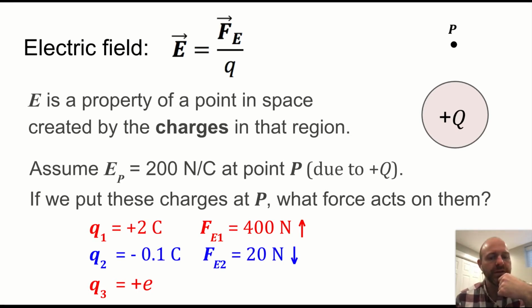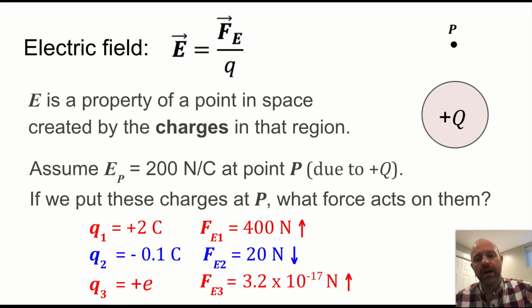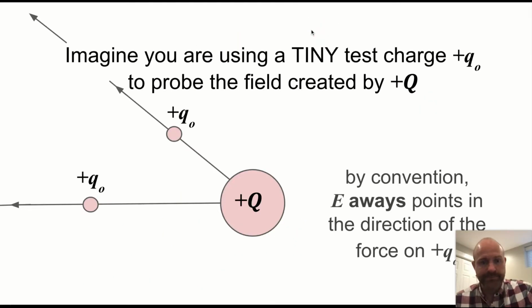And if we had an electron, that would be 1.6 times 10 to the negative 19 coulombs. Multiply that by 200 newtons per coulomb, and we get 3.2 times 10 to the negative 17 newtons. And again, repulsive because this is a proton, right? A positive elementary charge would be repulsive. Okay, so this is how it behaves, just like the gravitational field.